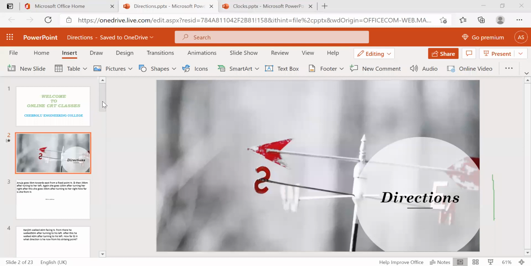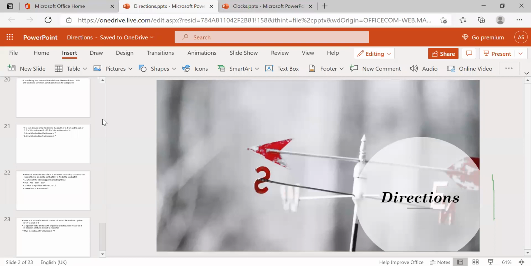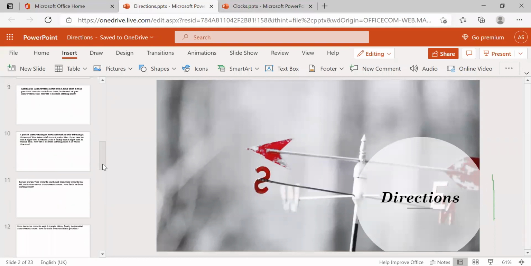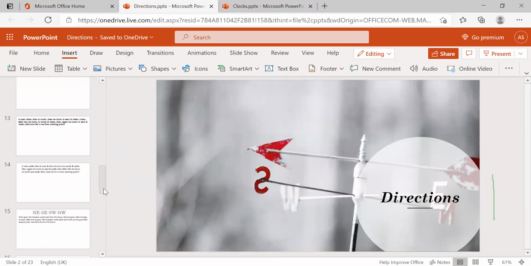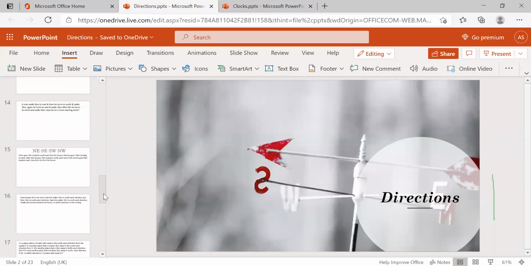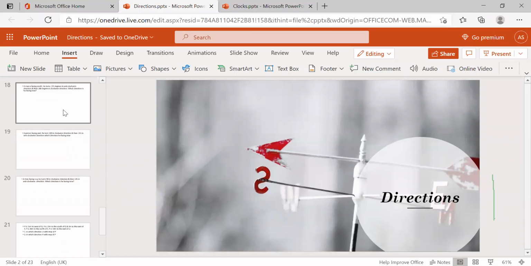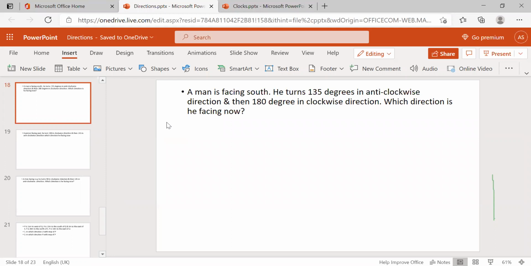Now, I think we discussed facing the direction, the Pythagoras theorem and finding the distance, and north, east, south, west, and the corner directions like northeast, southeast, southwest and northwest. Now we are going to see problems based on degrees, how they are going to move and which direction they are facing. That we are going to find out now.